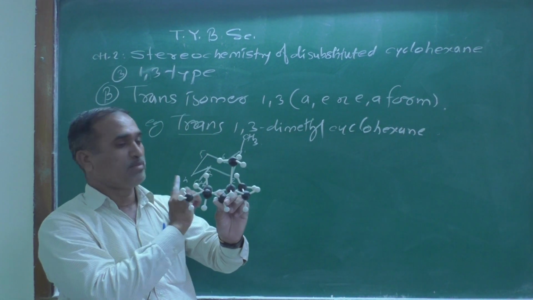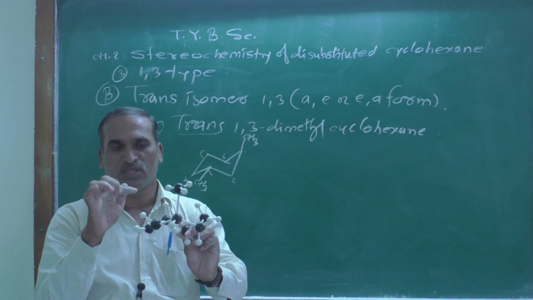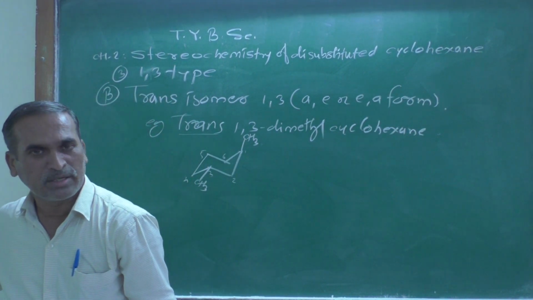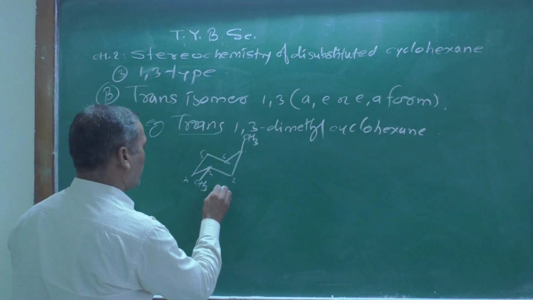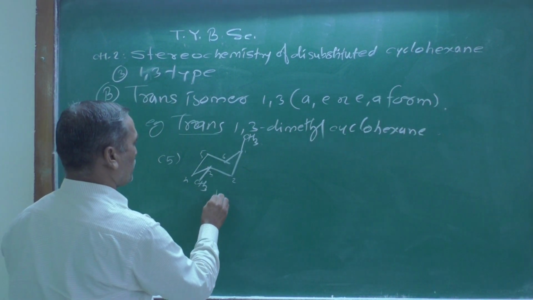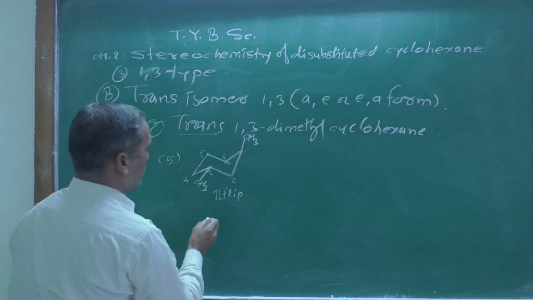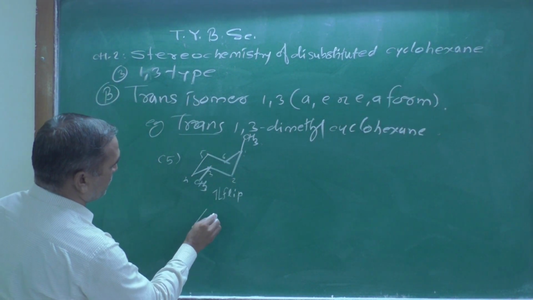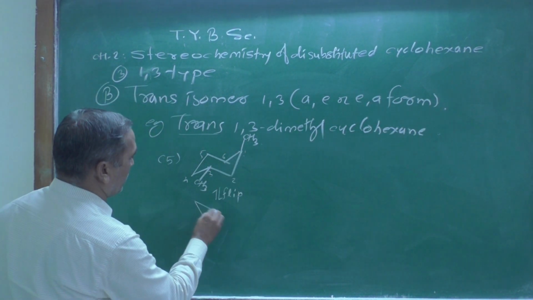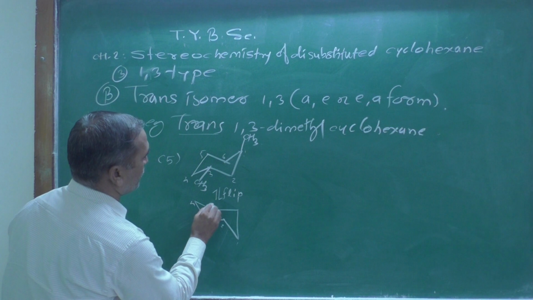Why 1,3? Because of both the substituents, one is present at the axial position and one is present at the equatorial position. This structure we can call structure number 5. And after that we know that there is a flipping process, right? And after the flipping, what is happening there? In the flipping process, carbon number 1 goes below the plane, and this is carbon number 1, 2, 3, 4, 5 and 6.